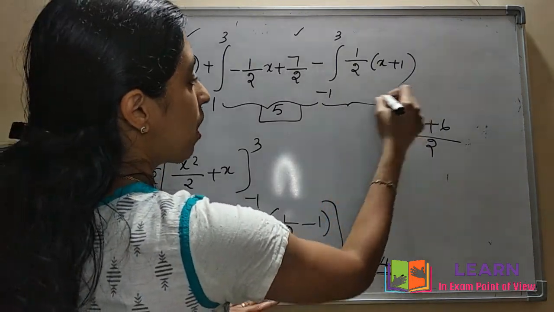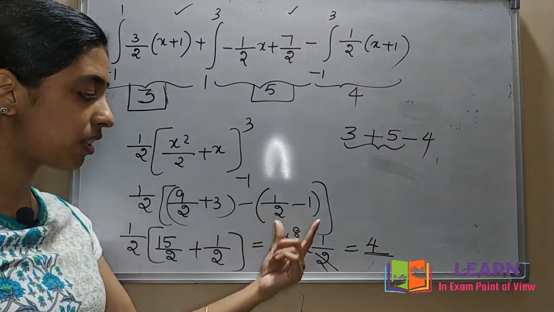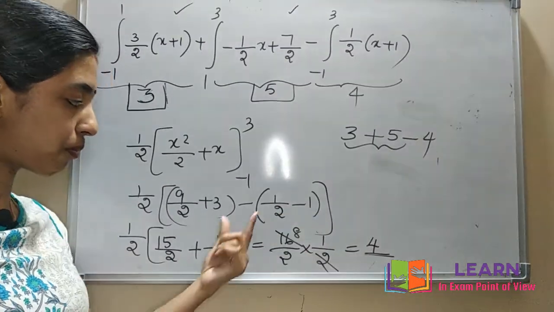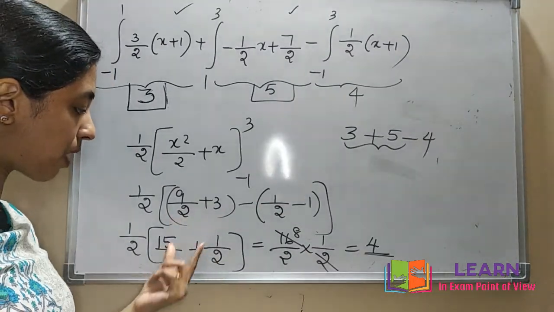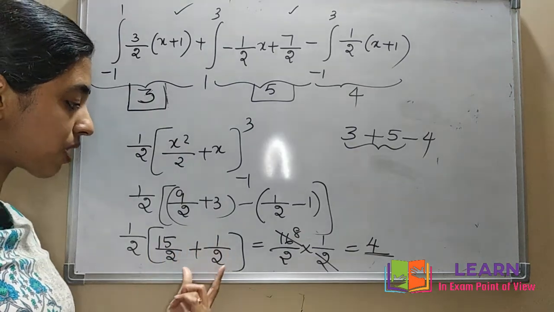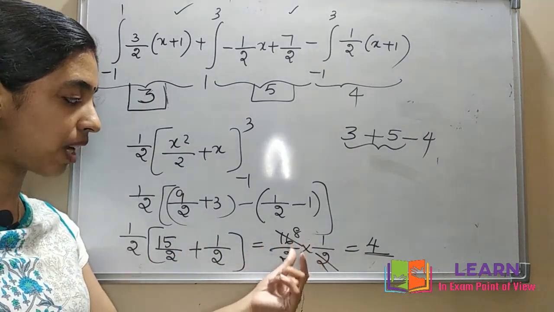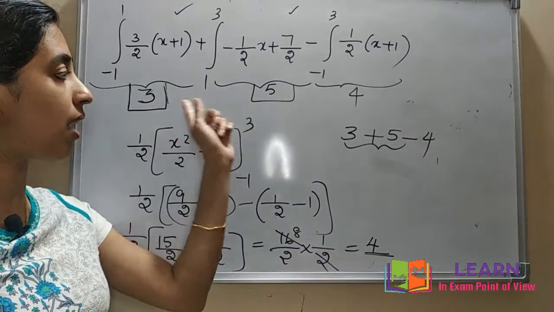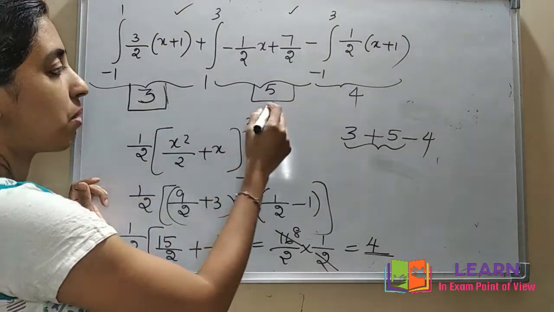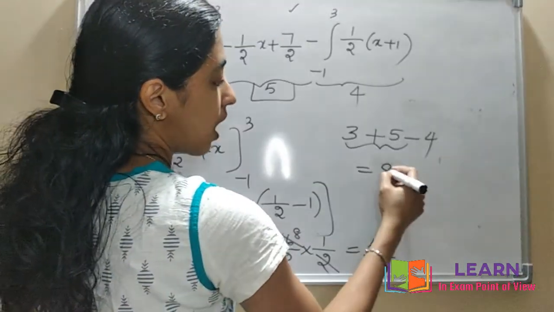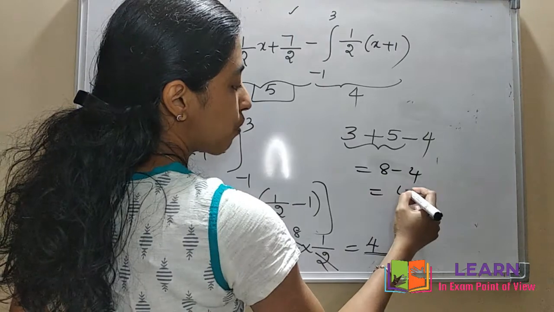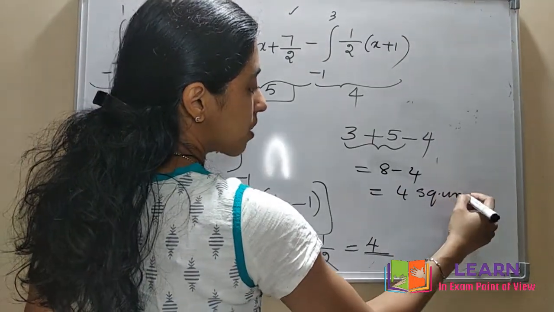In simplifying this part you will get minus half, minus plus half. This part is 15 by 2. So 16 by 2, that is 8. 8 by 2, that is 4. Then add up these things. 3 plus 5 minus 4, that is 8 minus 4. 4 square units is the answer.